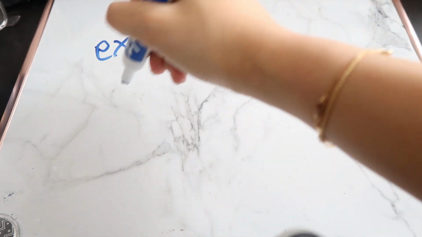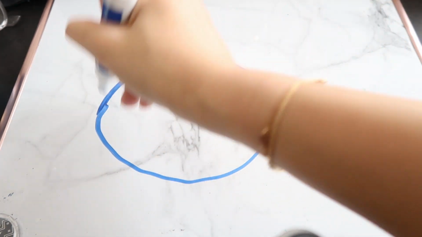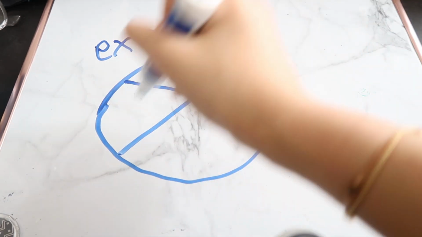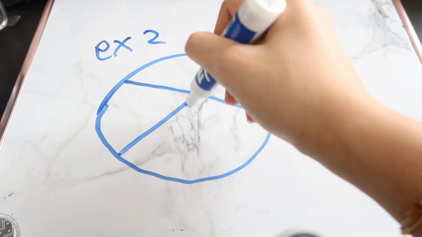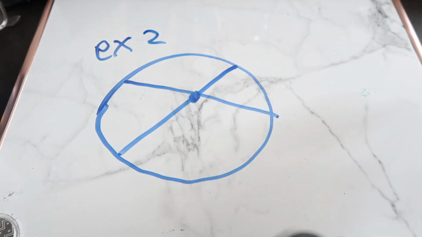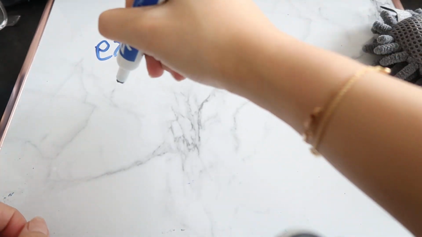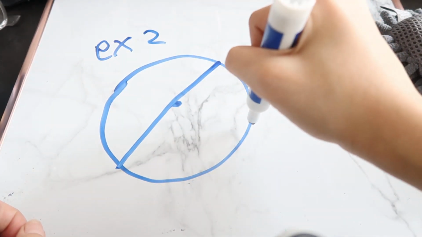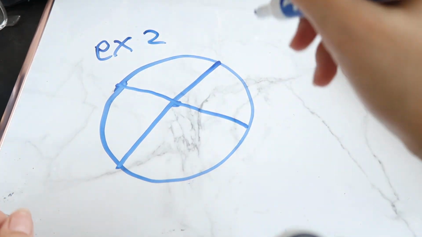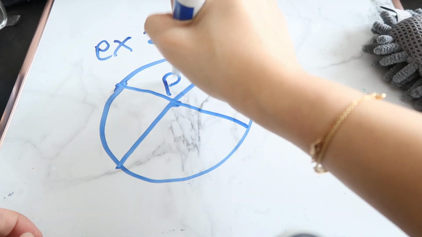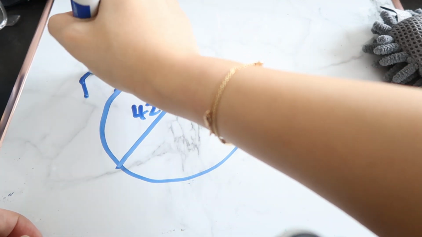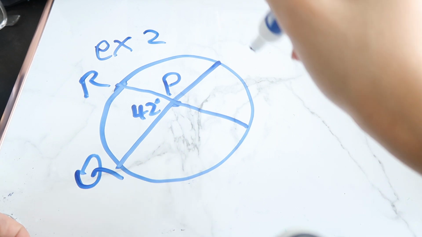For example 2, we have a circle here. Let's say this is the center. This is not a good drawing. I probably need to redraw it. Okay. Center. Alright, and then we have this is P. This is 42. R, Q, S.